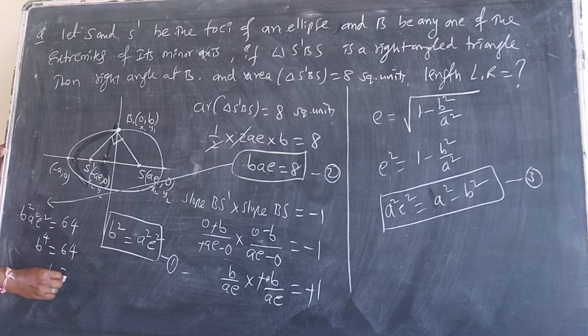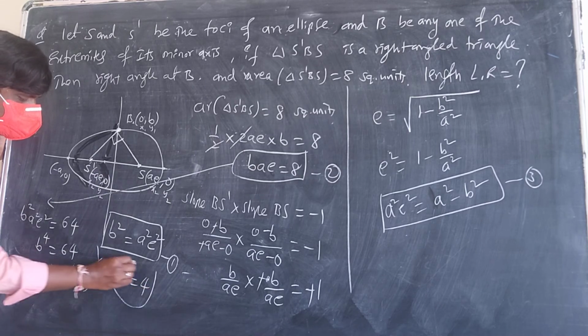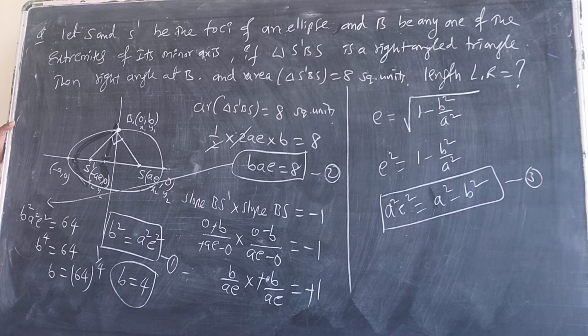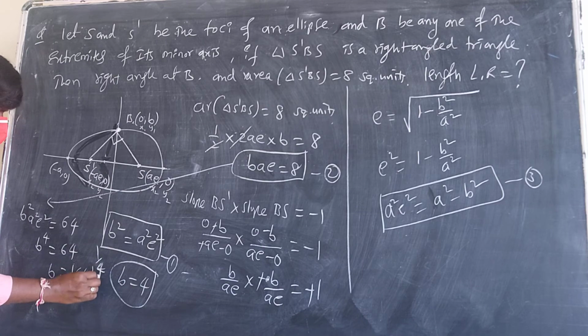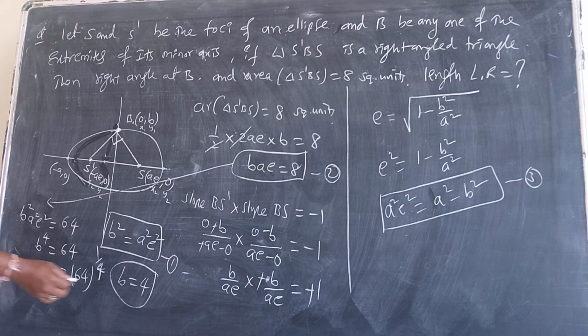So b is equal to the 4th root of 64, that is 64 power 1 by 4. So 4 power 4 is 64. So what b value did you get? 4. The cube of 4 is 64, okay. Then wait. So 4th root of 64 means you can write 2 to the power of, wait, then I will tell you. So 64 can be written as 2 power 6, right?